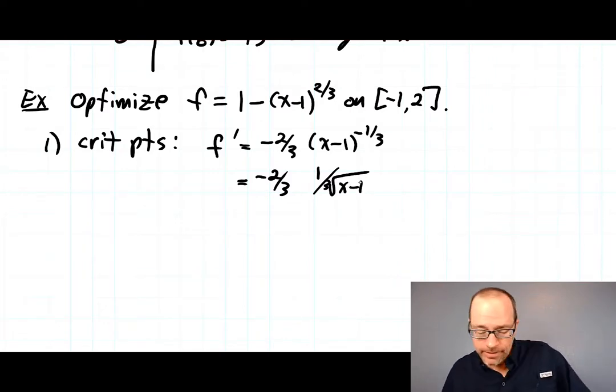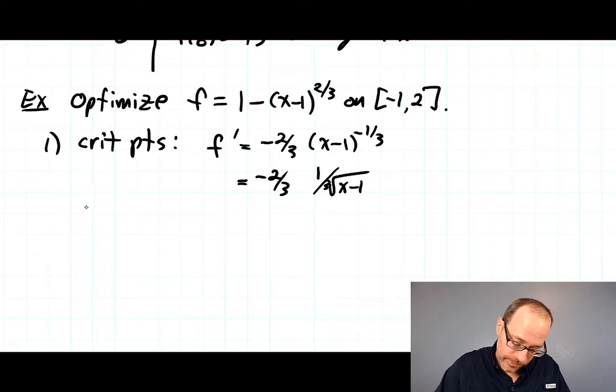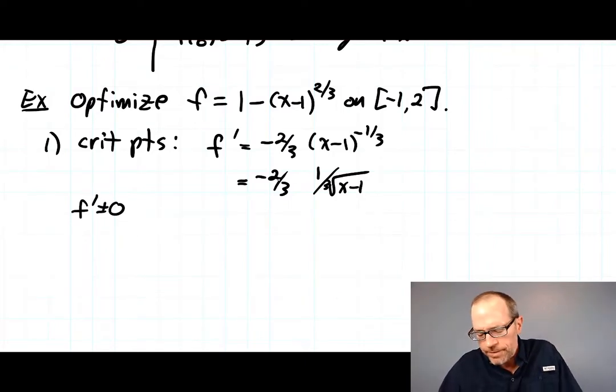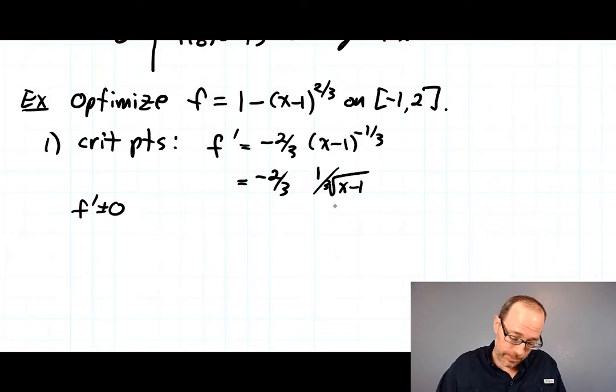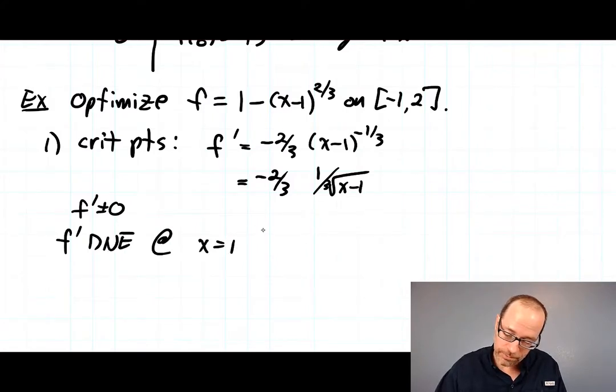All right, this is never 0, because it's 0 if you can make the numerator 0, and it'll blow up if you can make the denominator 0. However, as you can see, the denominator can become 0, which makes the derivative undefined. So f prime does not exist at x equals 1 because we try to get division by 0. So that's our only critical point.